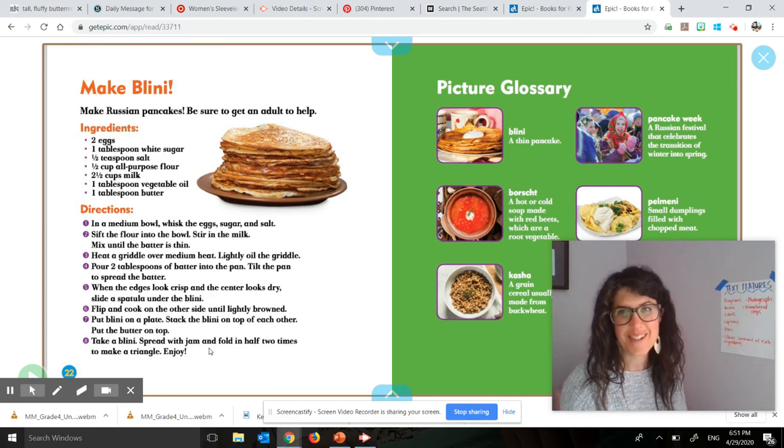Okay, so that was really fun for me to look at recipes and to want to make both of these now to see how they turn out.